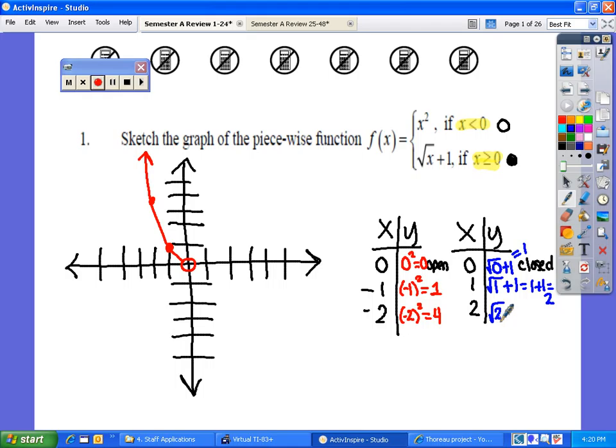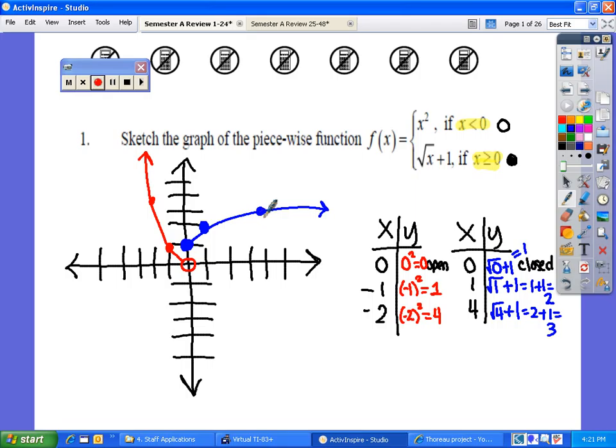Now square root of 2 does not give me a perfect square. So what I will do is change that value to 4 so I can have a perfect square to work with. So square root of 4 is 2, and 2 plus 1 is 3. So these points will be 0, 1, which is a closed circle, 1, 2, and 4, 3. And this is going to wind up looking like a parabola on its side.